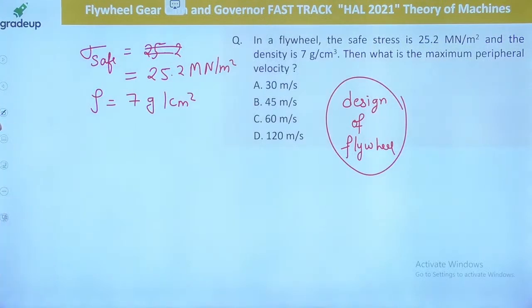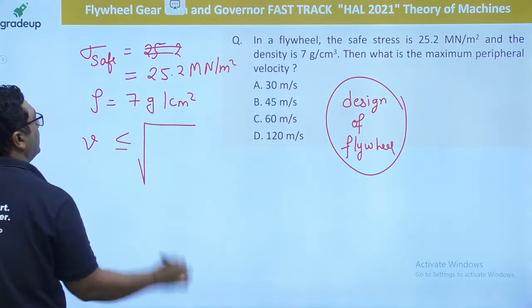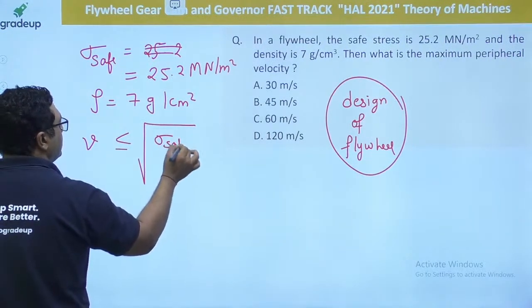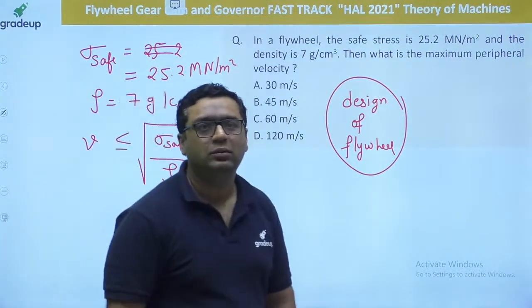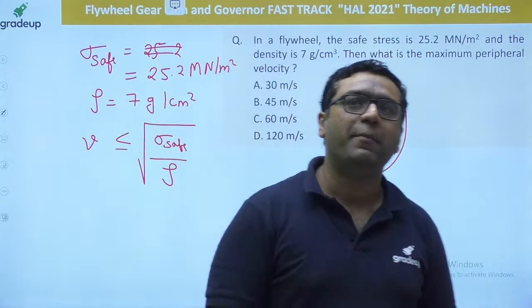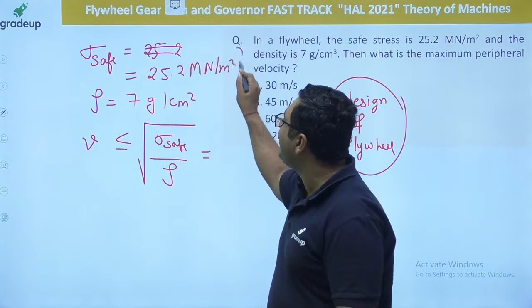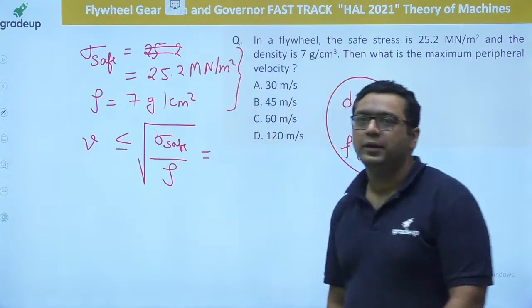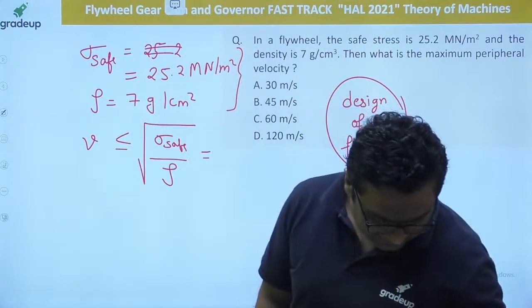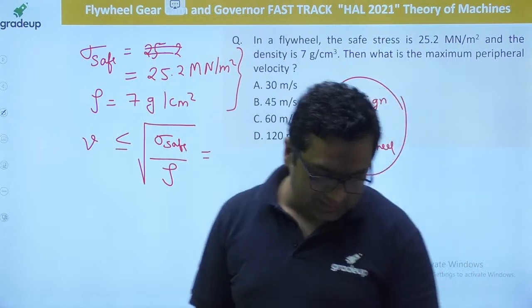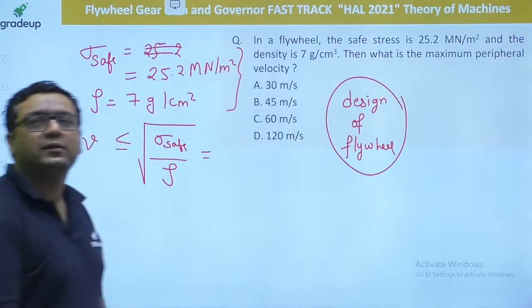So what is the maximum peripheral speed? V is going to be less than or equal to the square root of sigma safe by rho. Do you remember this formula, guys? From this you can find out the value, but take care of units properly. Ramesh Mohan is saying the answer is 60. Yes, the answer is correct, dear.